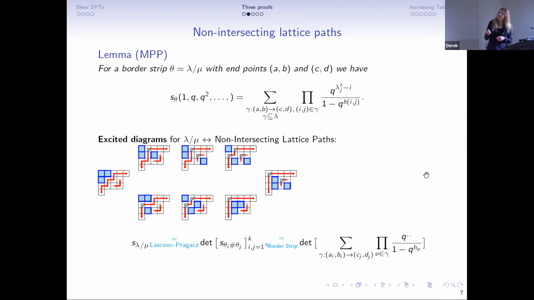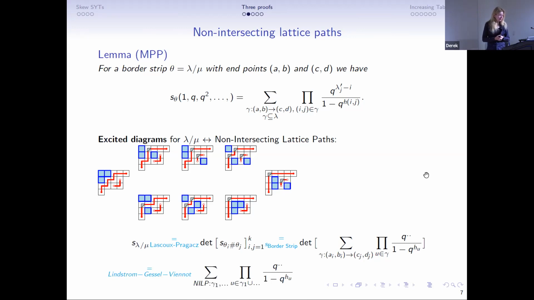What are the entries in the determinant? Lattice paths with endpoints A_i, B_i, C_j, D_j. So this would be the starting points of one border strip and the ending points of the other. And so the constraint is that they are in lambda, and then we have this product of weights for each box in the lattice path. So it's a local formula.